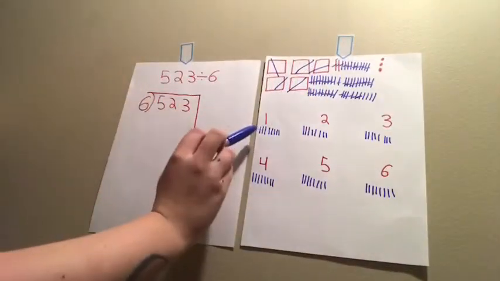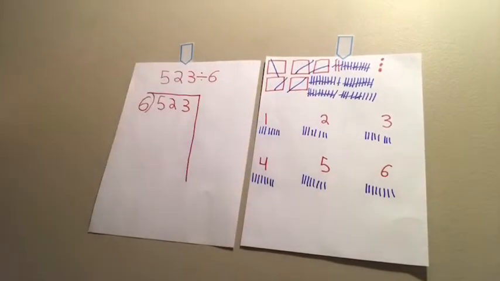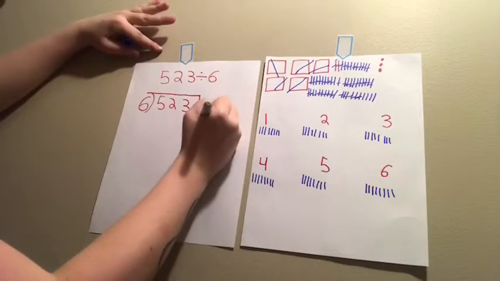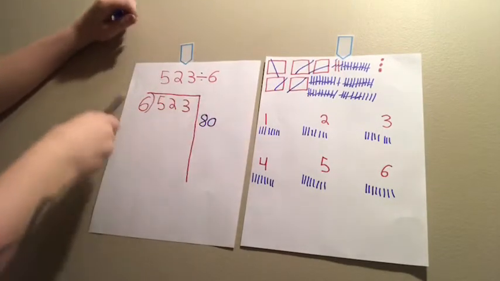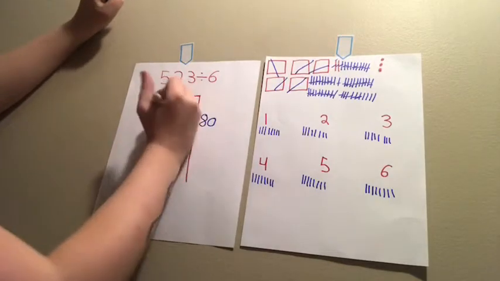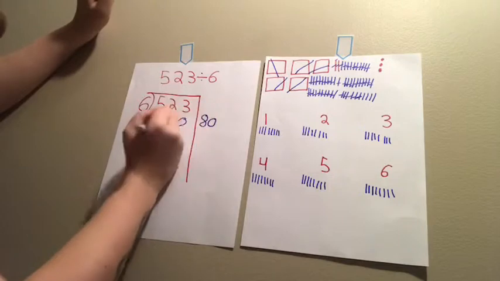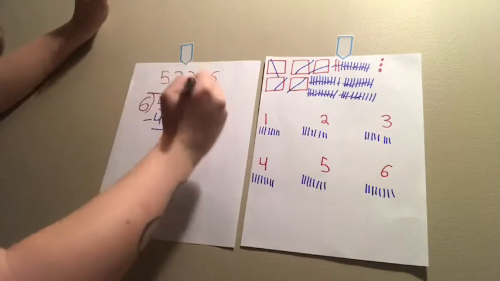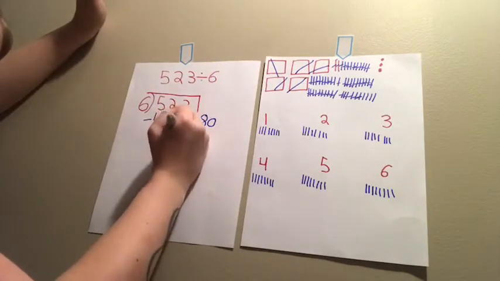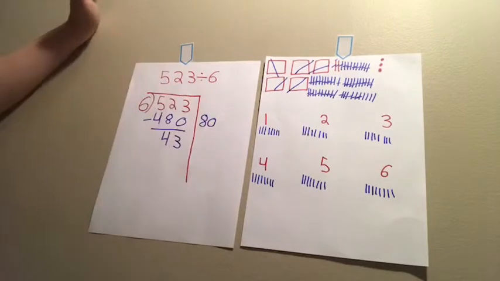So now symbolically, we have 8 tens in each group. So that is 80. And we know 6 times 8 is 48, and with the 0, that leaves 43.